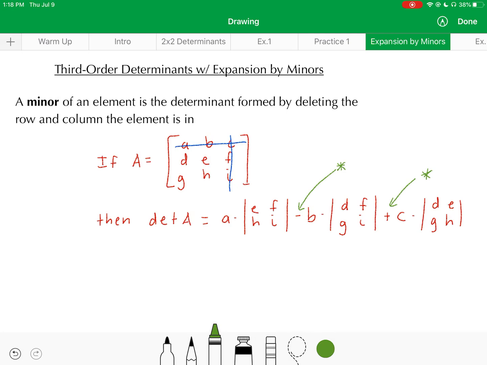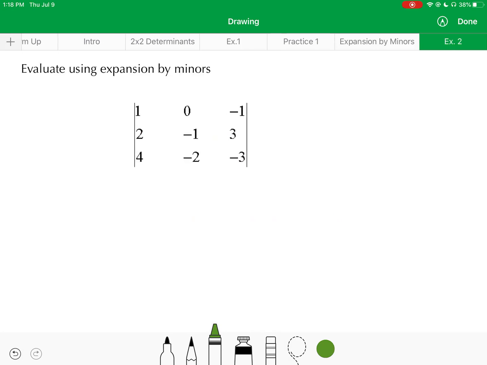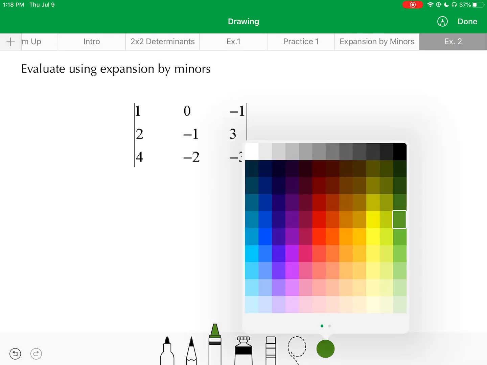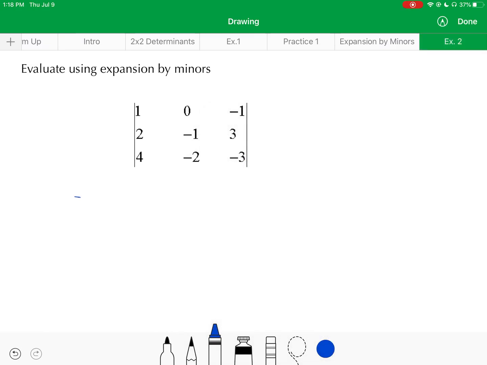Okay, so let's apply this to example 2 here. All right. Notice the notation here. I'm using straight lines, so that's telling me to find the determinant of this matrix. Okay, so I'm going to start off by taking the first row, first column element, which is 1, and multiplying it by its minor. So if I get rid of here and here, that leaves me with -1, 3, -2, -3. Okay, then I would follow that with a subtraction.